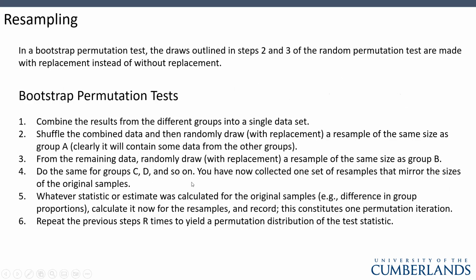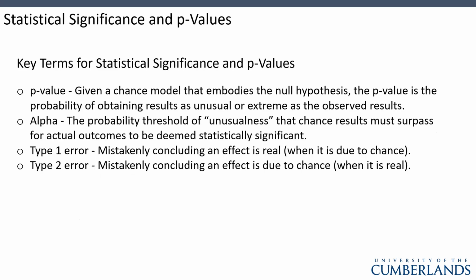Whatever statistics or estimates were calculated for the original samples, you would calculate it now for the resample and record. This constitutes 1 permutation iteration. Repeat the previous steps R times to yield a permutation distribution of the test statistics.